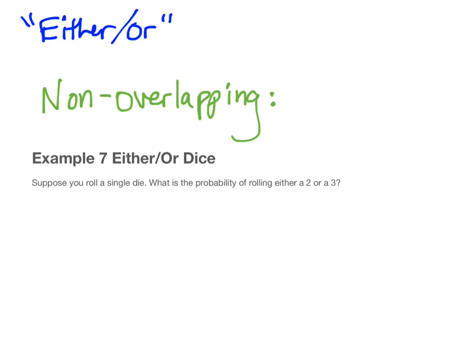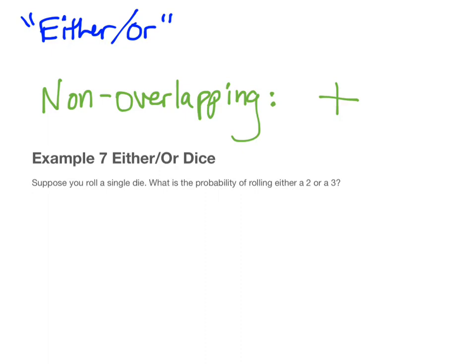That does change if we roll 2 dice. But for just a single die, it's either a 2 or a 3, and we don't have to worry about it being both. The rule for finding the probability of non-overlapping events in an either-or situation is to add the two probabilities together, because we're interested in an event which has a greater number of outcomes, so we have a larger probability, or the two chances added together.